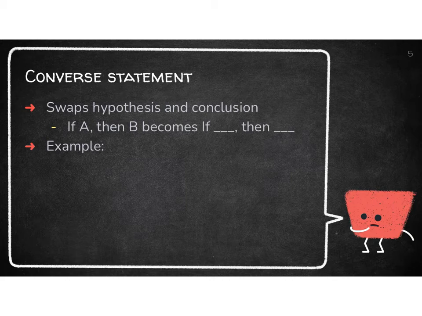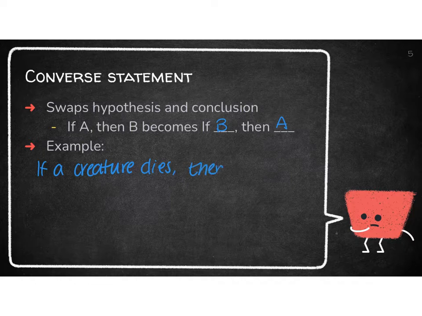For a converse statement, all we do is swap the hypothesis and the conclusion. So, for example, if A, then B would become: our if and then stay, so it would become if B, then A. Going back to our example of if a creature drinks water, then it will die, the converse statement would be if a creature dies, then it drank water.